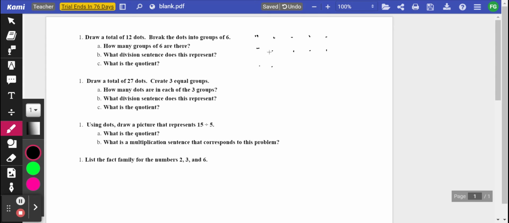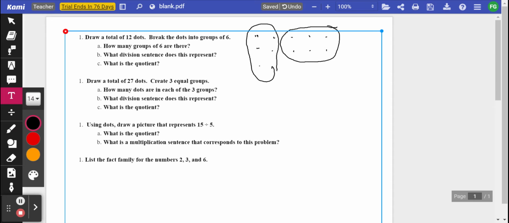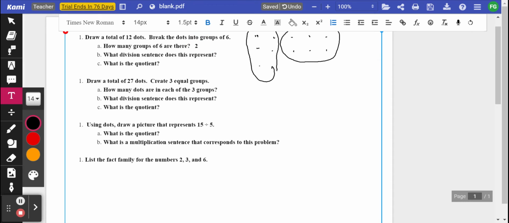So here's 1, 2, 3, 4, 5, 6. So there's your group of 6. And this is 1, 2, 3, 4, 5, 6. There's your group of 6. Okay, there are no more dots. So it says, how many groups of 6 are there? Well, I can count my circles and I can see that there are indeed 2 groups of 6. So I'm going to put a 2 for my first answer.